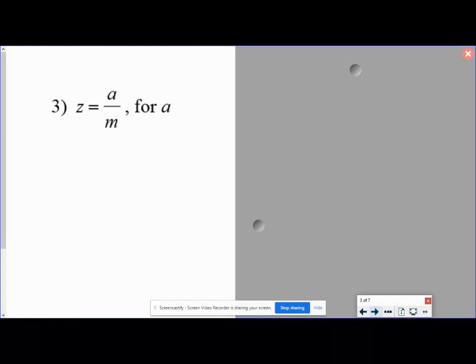Same 3 letters as our first one. Different equation to start with though. Still trying to get the a by itself. I just picked a bunch of these that had a for the first couple problems. Right now it's a divided by m. Ignore the m for a second. It's just a divided by something. How do I get rid of dividing? Well, we multiply. So we're going to multiply by m on both sides.